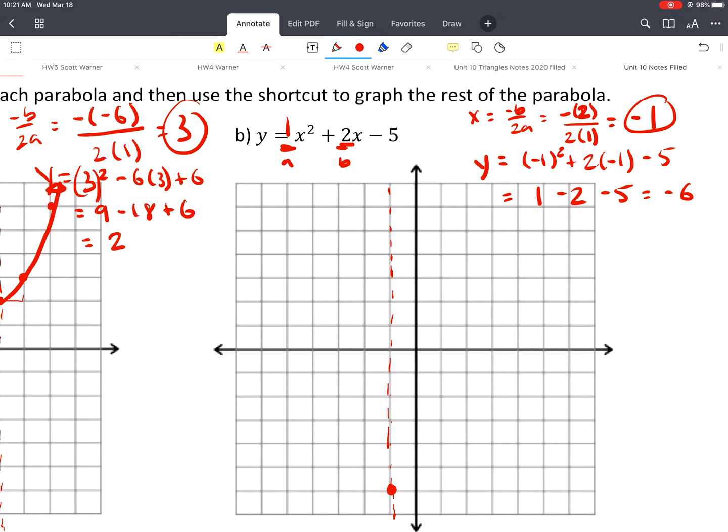Okay? And then since a is positive, we'll go over 1, up 1, over 1, up 3. And then you could continue going if you wanted to, over 1, up 5. Okay? It just goes over 1, up, and it goes by odds. So 1, 3, 5, 7, 9, you could keep going as far as you possibly could.